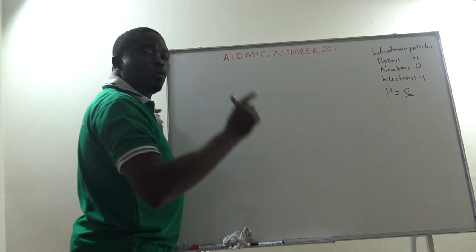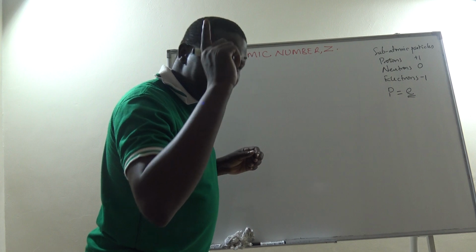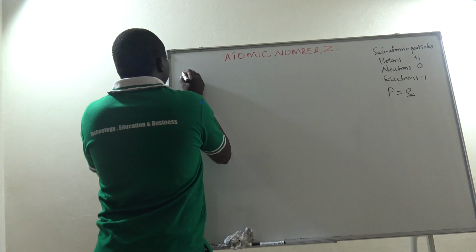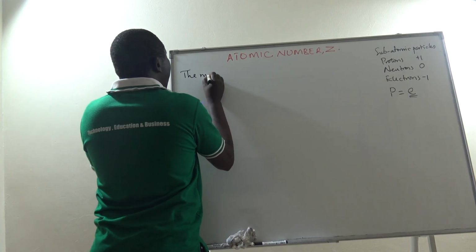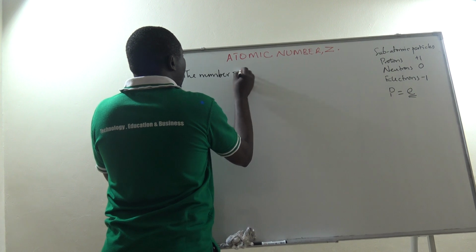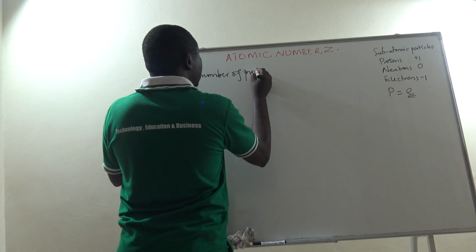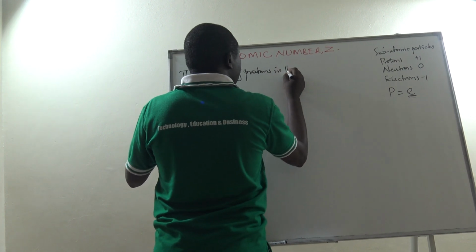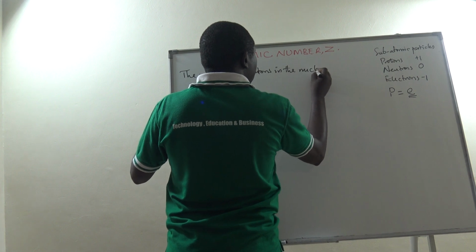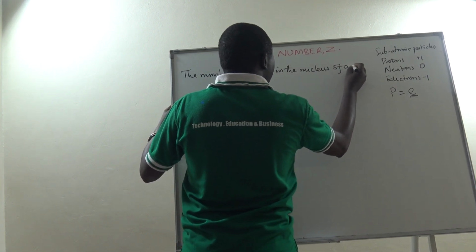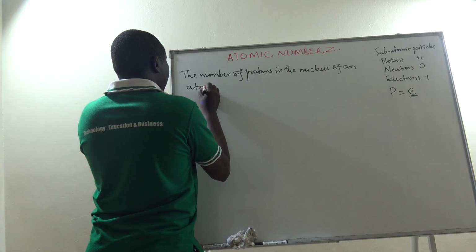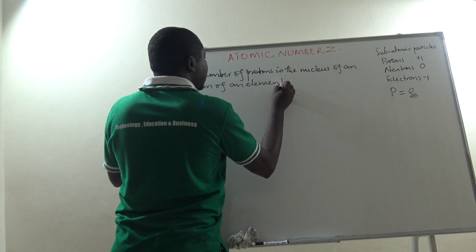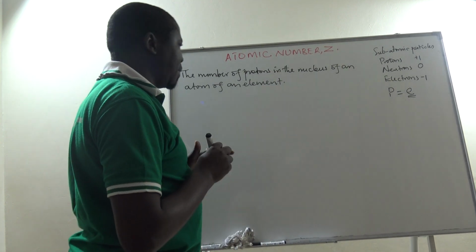So by definition, which you can be asked anyway in exams to define or to state what is meant by atomic number. So atomic number is the number of protons in the nucleus of an atom of an element. So this is what we call atomic number.